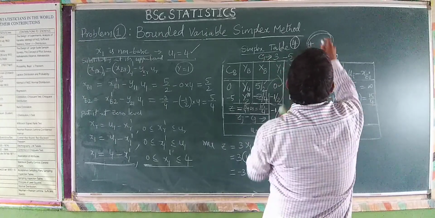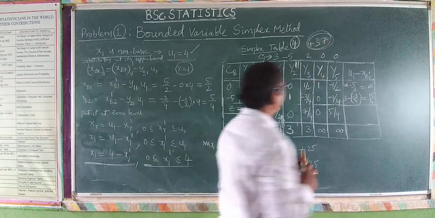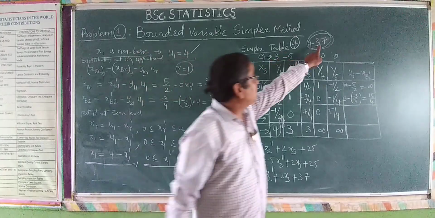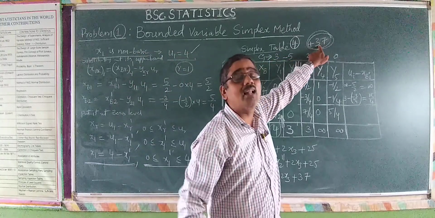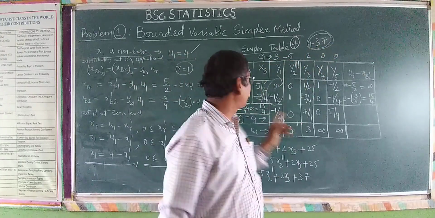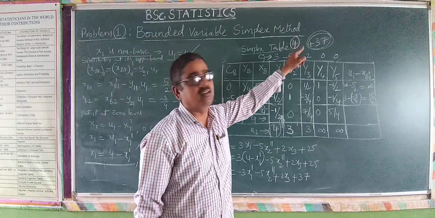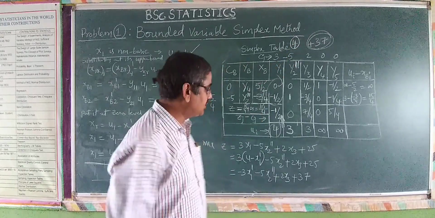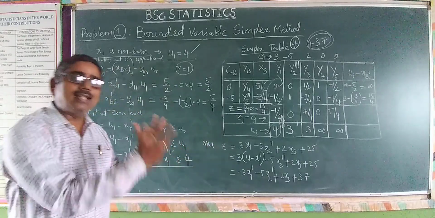If, for example, the problem was finished, no problem. Otherwise you have to keep that plus 37. Always you have to add it in the objective function. After calculating z, you have to add 37. Okay, so these are the changes.